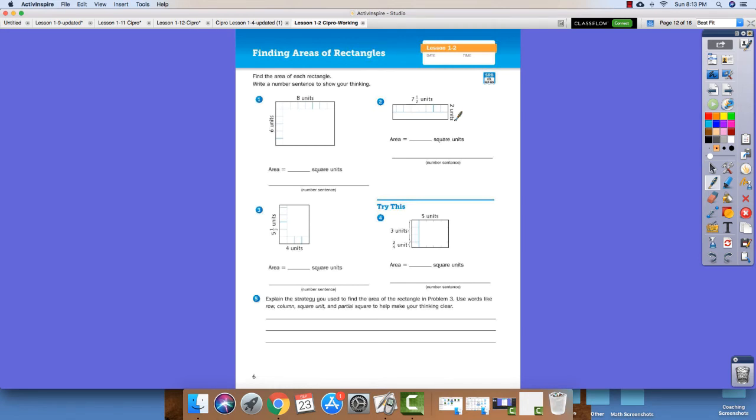Alright, so I'm going to go over strategies for finding areas of rectangles with fractional side lengths, okay? I'm going to go over two strategies that were really popular in class, and if you forget, these are pretty good strategies to use.